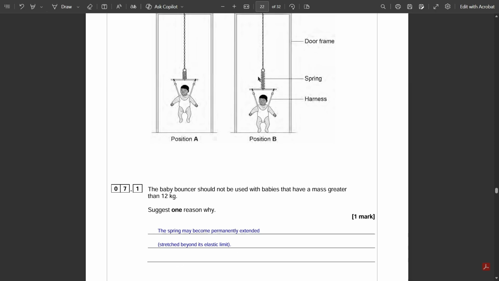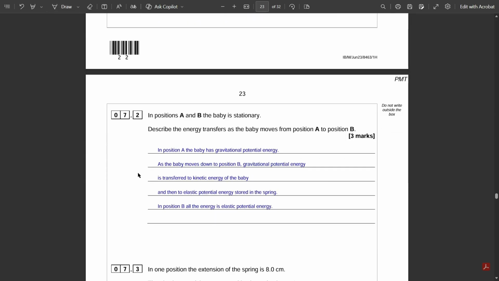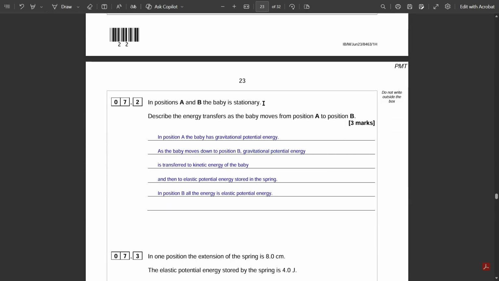So basically, if the spring gets pulled too far, like if the spring gets pulled down to here, it may get permanently damaged. And then for 7.2, in positions A and B, the baby is stationary. Describe the energy transfers as the baby moves from position A to position B. Well, in position A, the baby has gravitational potential energy, and as the baby moves down, it converts to kinetic energy and then to elastic potential energy stored in the spring.